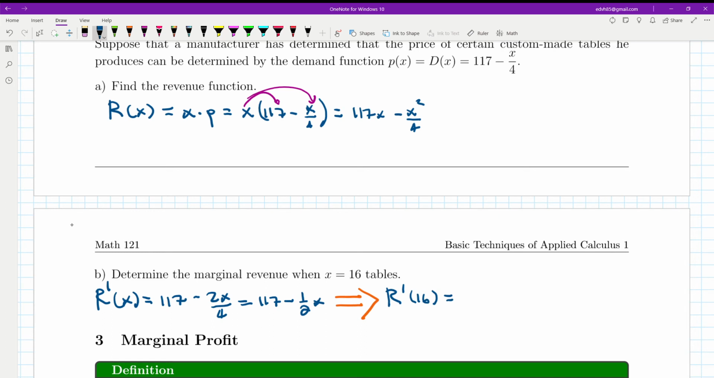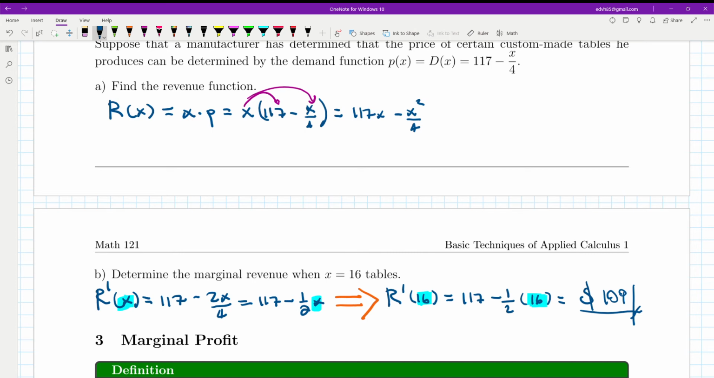So 117 minus 1/2 times 16, which is x, right? This is what we're plugging in, evaluating at x. All right, and well, 16 over 2, which is 8. 8 subtracted from 117, that's $109. Well, what does that result mean really?